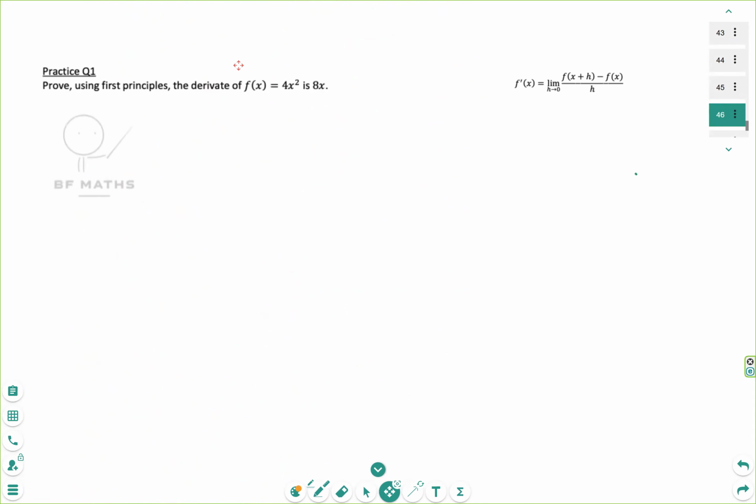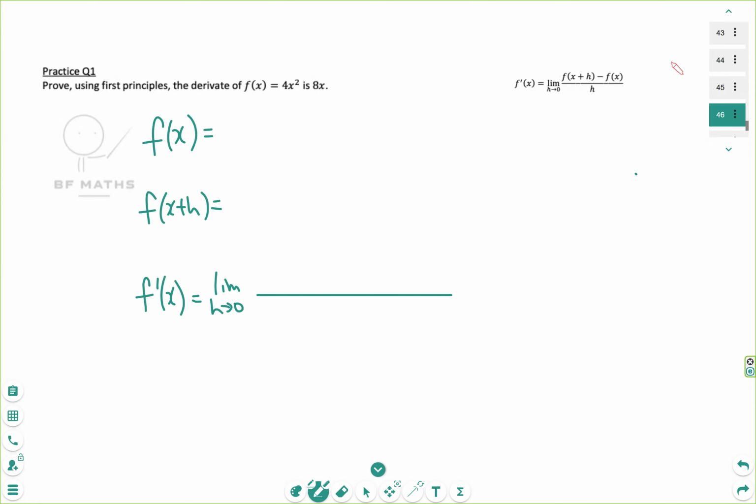Here's a practice question for you. Prove by using first principle the derivative of f of x is 4x squared is 8x. So here's a formula. Before we start, I'm going to start you off with this format. So do f of x equals, f of x plus h equals, and then f dash x, use the formula. Limit h tends to 0, and I'll let you write the fraction. Pause the video, have a go at the question. When you're ready for the answer, you can press play.